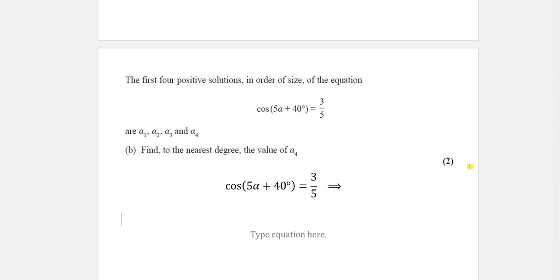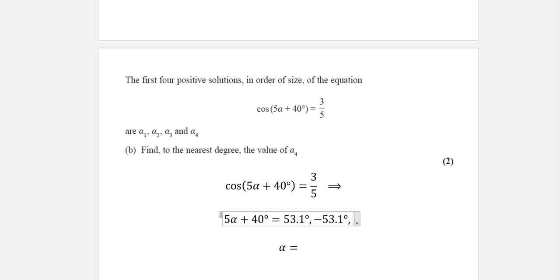is all of the valid solutions for 5 alpha plus 40. And when you've got all the valid solutions for 5 alpha plus 40, then you can figure out the valid solutions for alpha by subtracting 40 and then dividing by 5. So really, we can think of 5 alpha plus 40 as being equivalent to x. If 5 alpha plus 40 is x, then solutions for 5 alpha plus 40 must just be the same solutions we found for x. 53.1 degrees, minus 53.1 degrees.